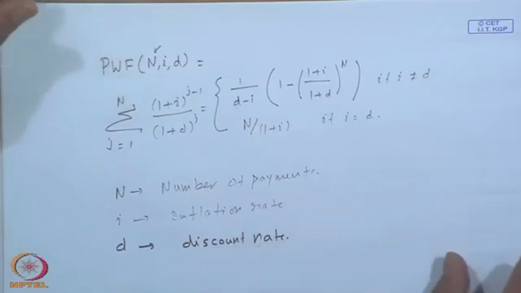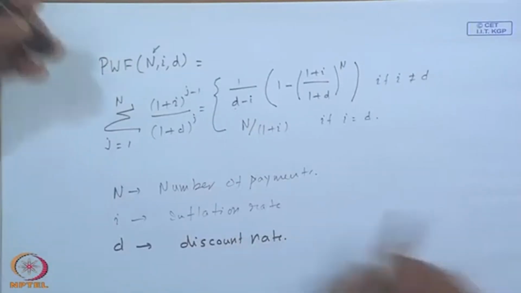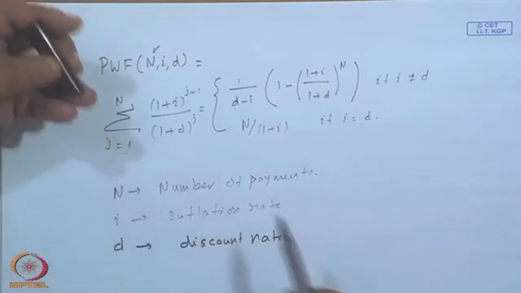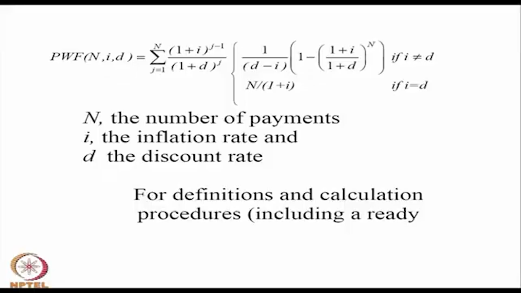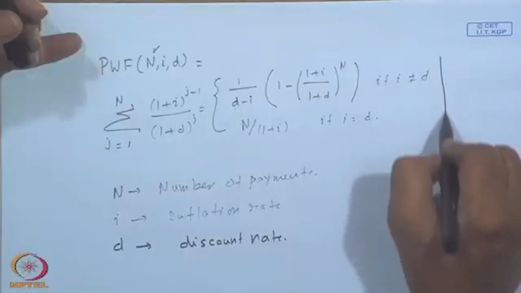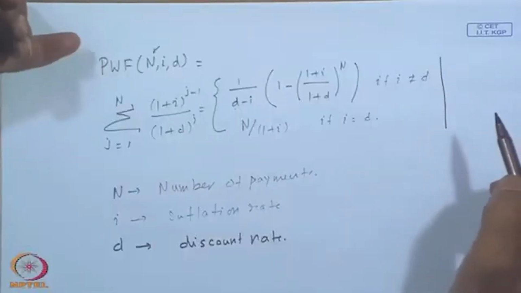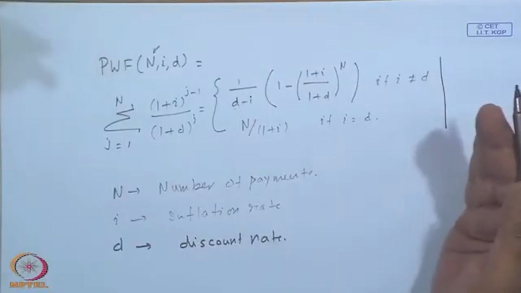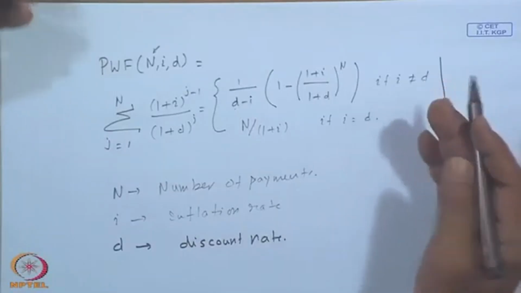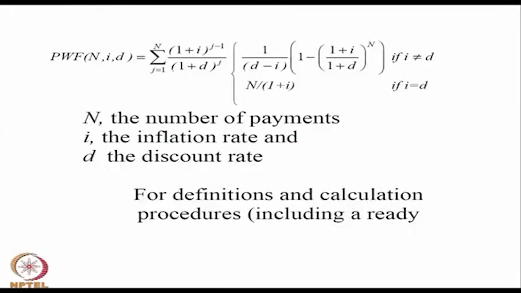So, as I was pointing out, the inflation rate and discount rate could be similar order of magnitude at least. That is borne out by the fact that this present worth factor is given if phi is equal to D and if I is not equal to D. Now, I am sure still these terms will be a little unfamiliar to you.